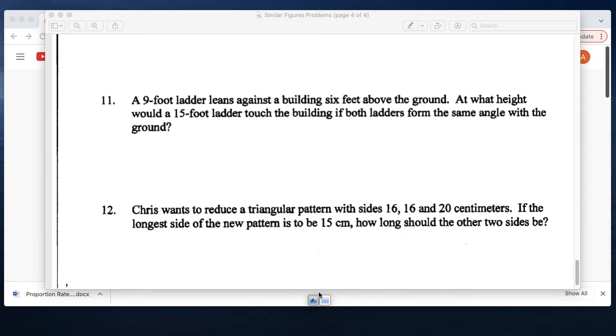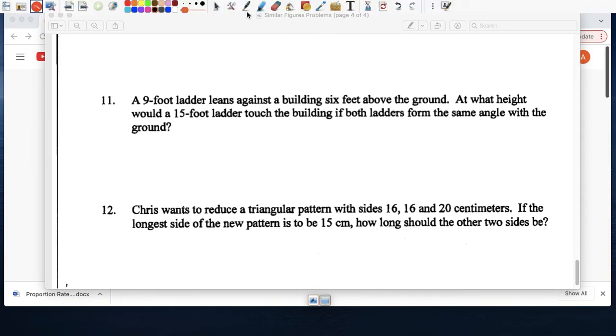We have a ladder. Let's put a wall here, and then we have a ladder. A 9-foot ladder leans against a building 6 feet above the ground. So this is 6, this is 9, right? At what height would a 15-foot ladder touch the building if both ladders form the same angle with the ground?